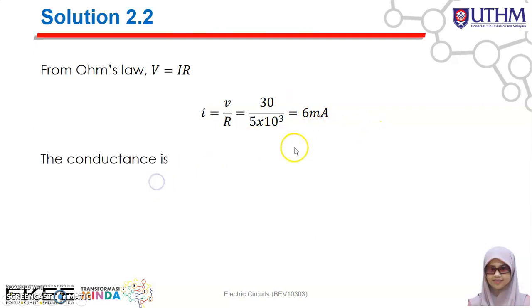After that, you need to find the value of conductance. Conductance G is equal to 1 over R. So 1 over 5K is equal to 0.2 millisiemens.